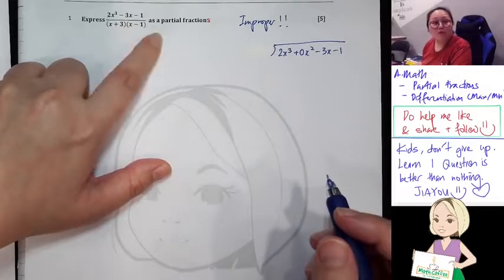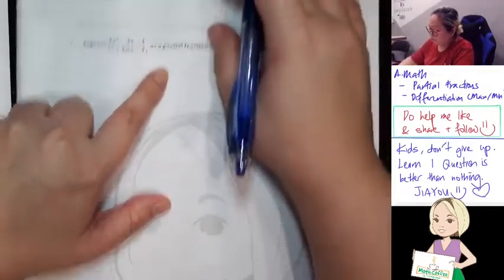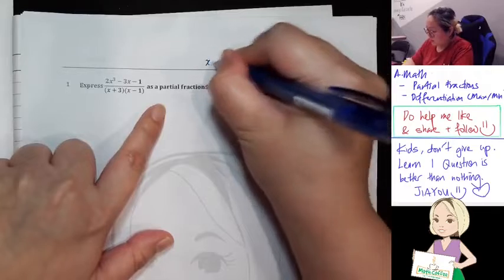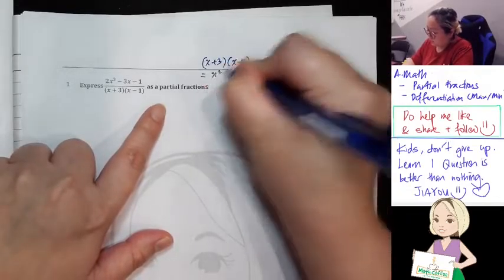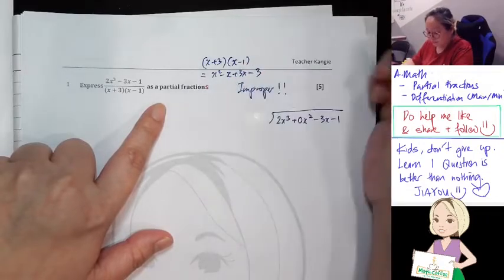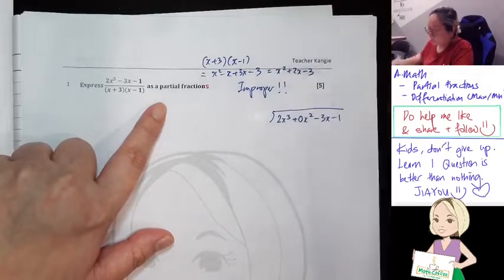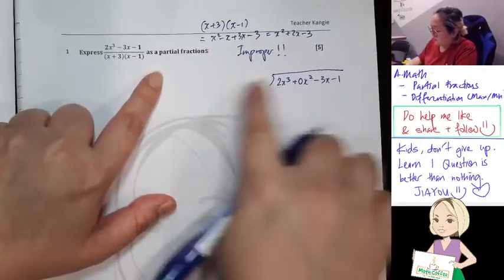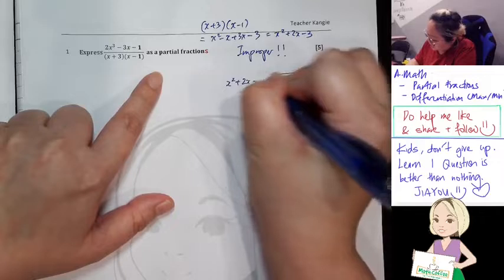I'm going to divide it by the denominator. But of course, before you divide, you have to expand the denominator first. Okay? So I will do it at the top. My x plus 3 and x minus 1, rainbow will give me x squared minus x plus 3x minus 3. And that will give us x squared plus 2x minus 3. So that means I'm going to divide it by x squared plus 2x minus 3.